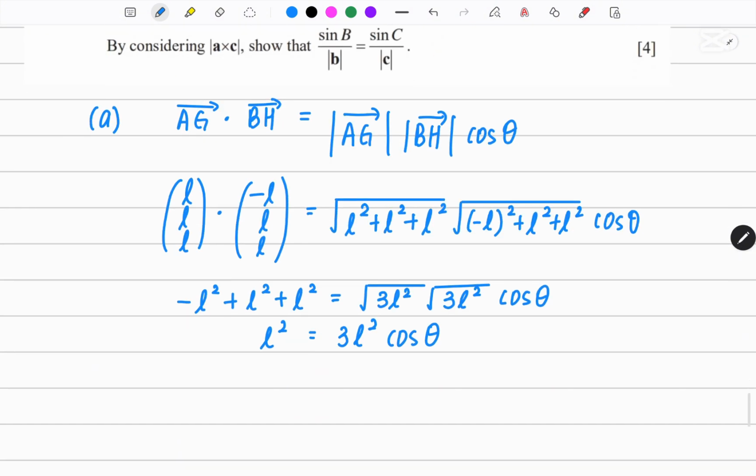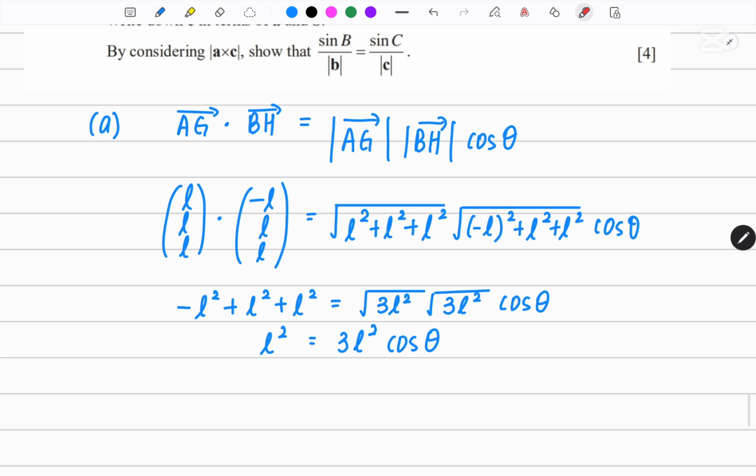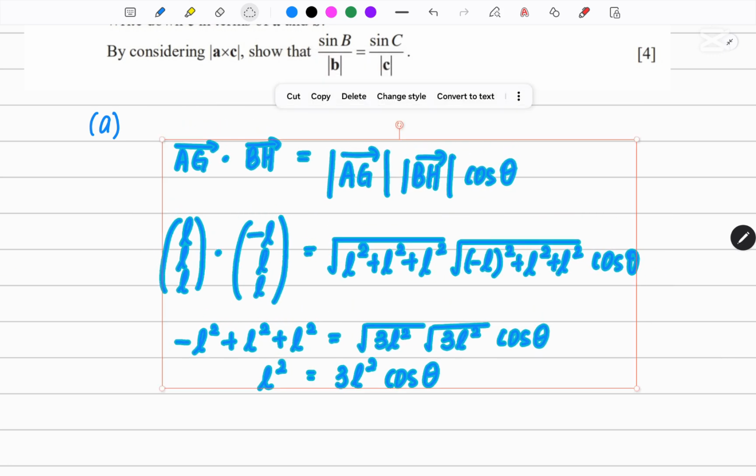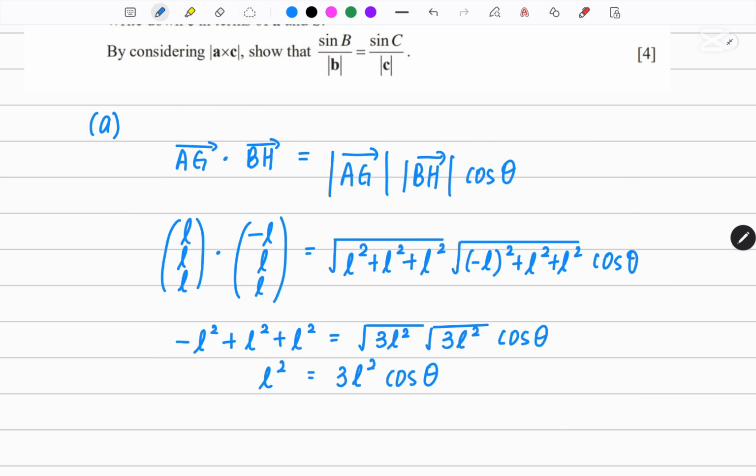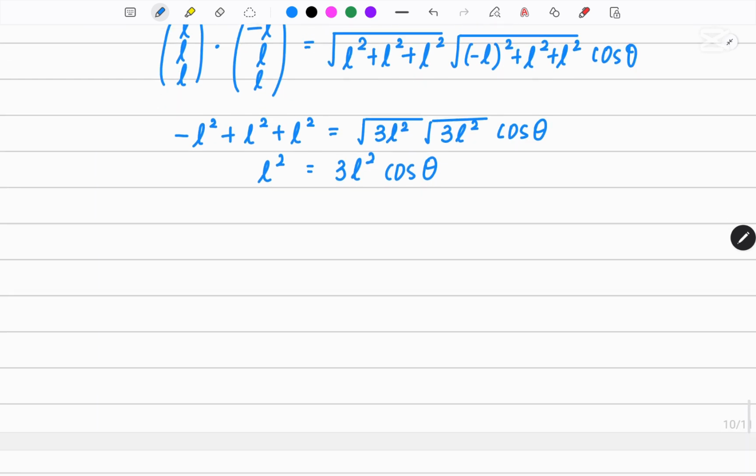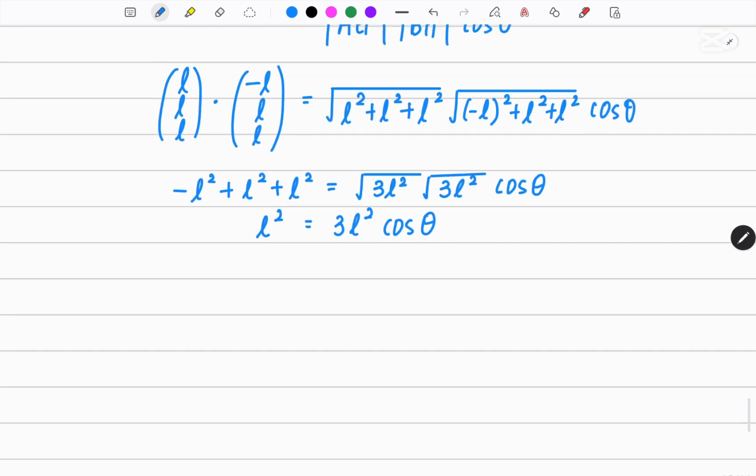Actually, before we evaluate all this, it will be good if we define the acute angle to be theta. So what we can do is add in this line here. I'll shift everything down. We can add in: let the acute angle be theta. This is an optional step, but it will really make your explanations very clear. So over here, I'll divide away my L square, so we're just left with 1 equals 3 cosine theta.